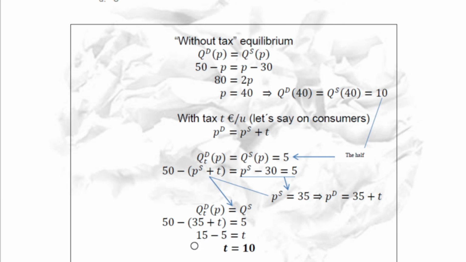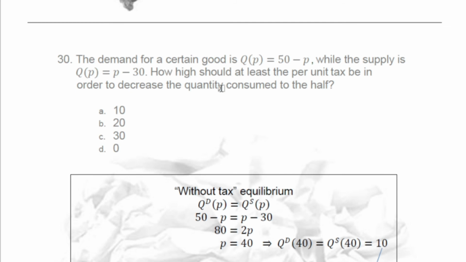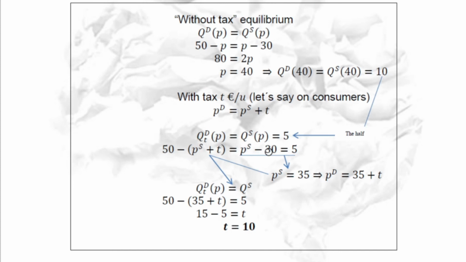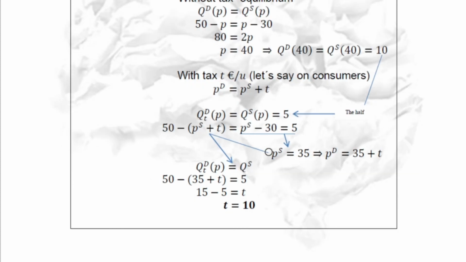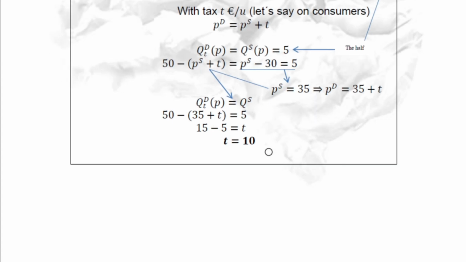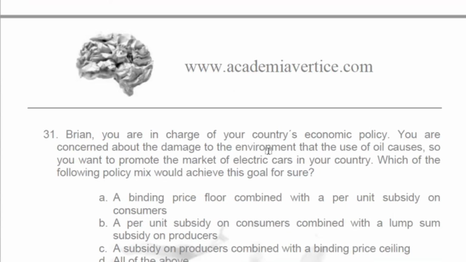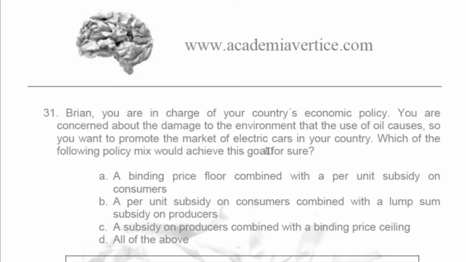If we isolate T, it is 10. 50 minus 35 is 15, minus T equals 5. 5 goes to the left, minus T goes to the right, and then we have T equal to 10. So how high should the per unit tax be at least in order to decrease the quantity consumed to half? Well, 10. This is not a very easy question, but you should know it from principles of micro. We've done these kinds of exam questions in our classes, so I hope you are able to do it on exam day.